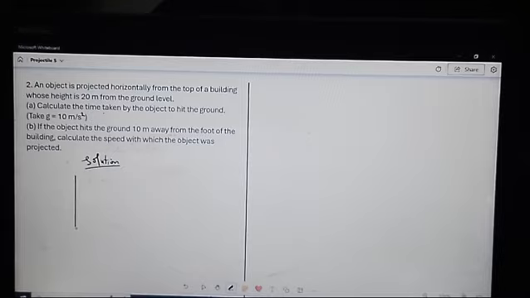Then this is the horizontal direction. This is the top of the building. The object was projected horizontally, so this is the direction of the horizontal velocity. Of course, from projection, it will follow a curved path to strike the ground. This is the height of the building, which is 20 meters.